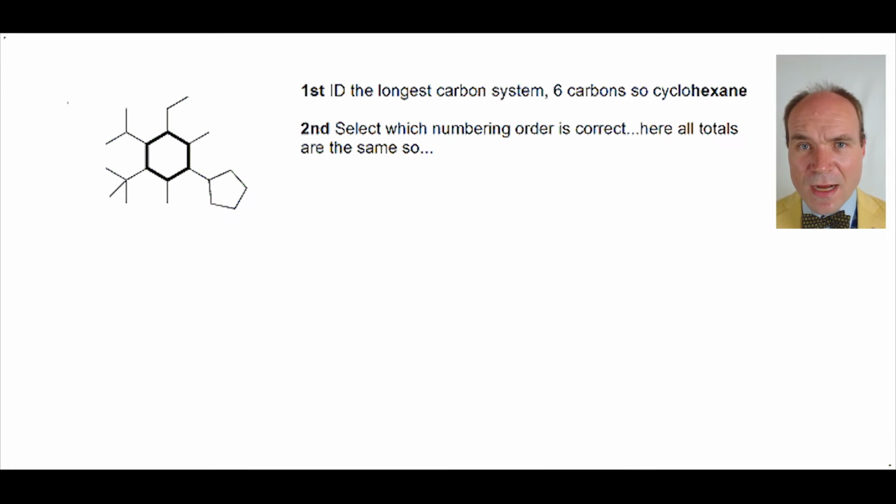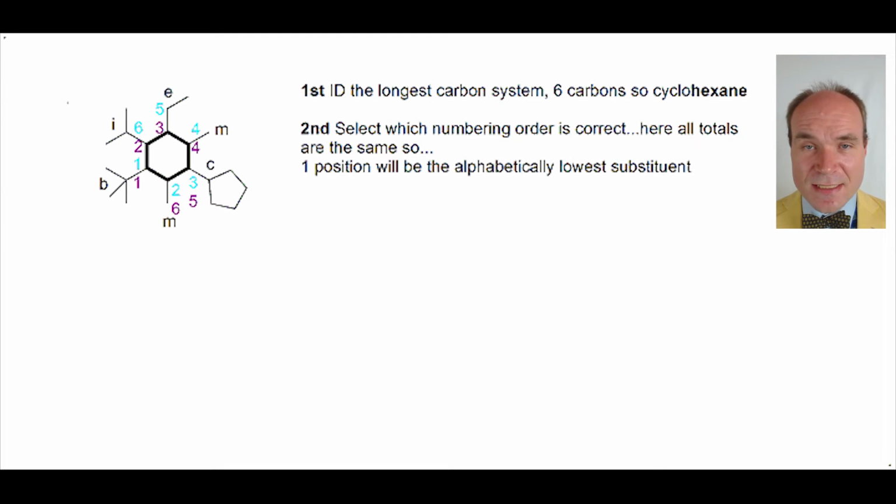So of our functional groups, we look at the names and say which has the lowest alphabetical letter. The answer to that question here is tert-butyl. Remember, we don't count the T in tert-butyl. We start at the B for butyl. So B is the lowest first letter here. This will be carbon 1.